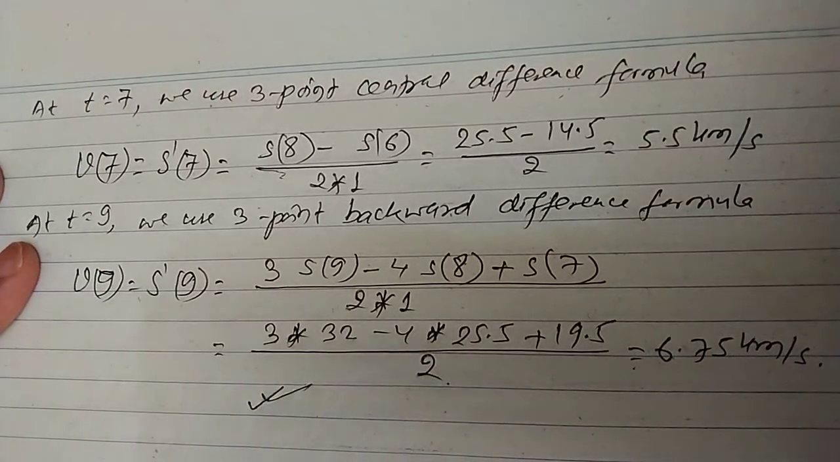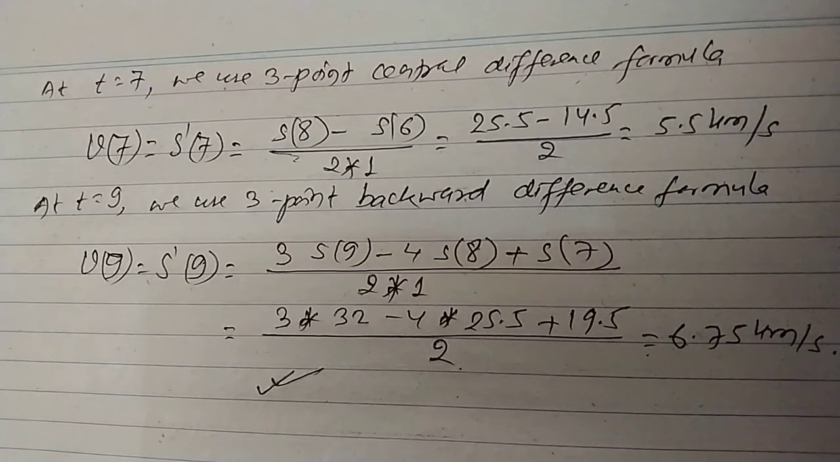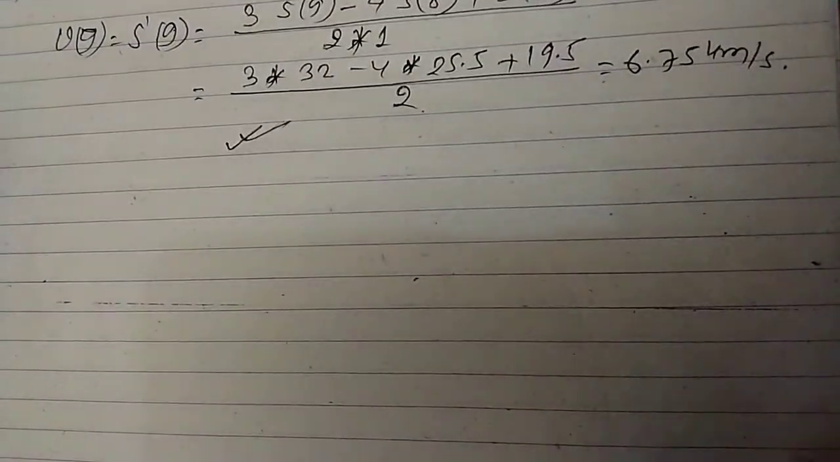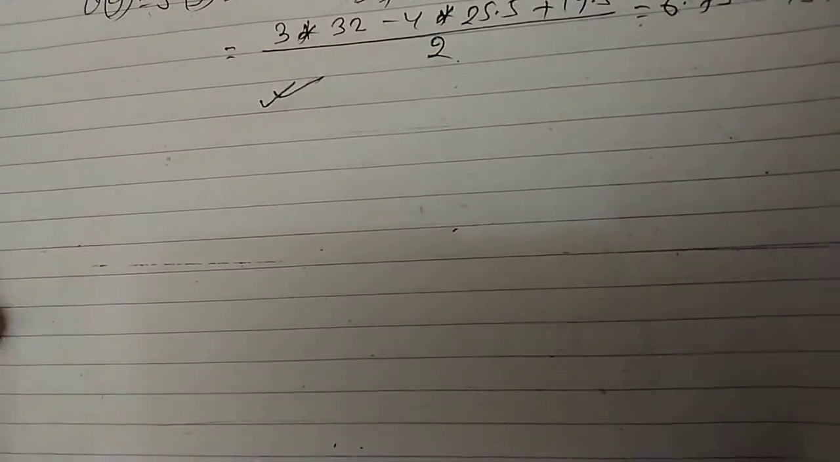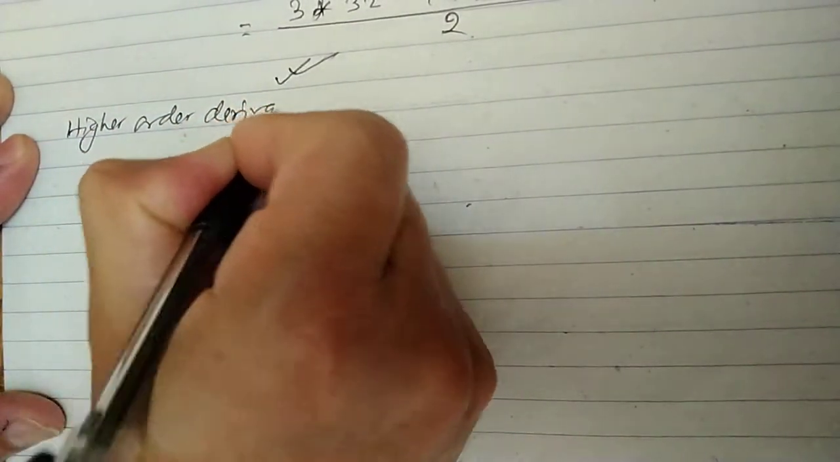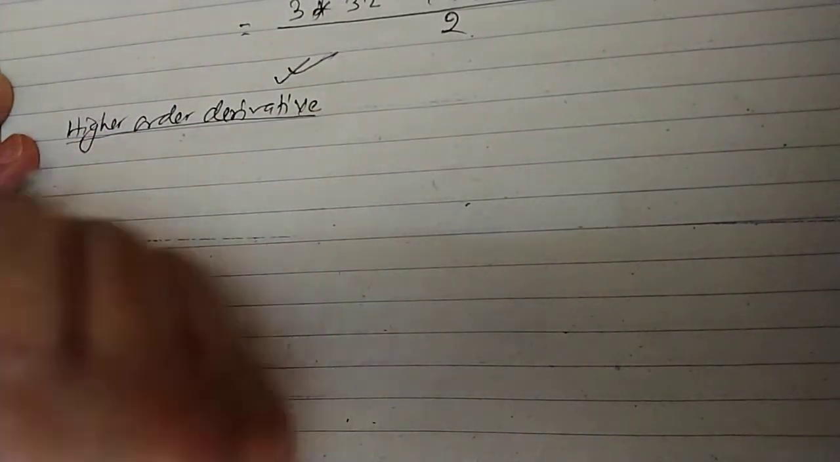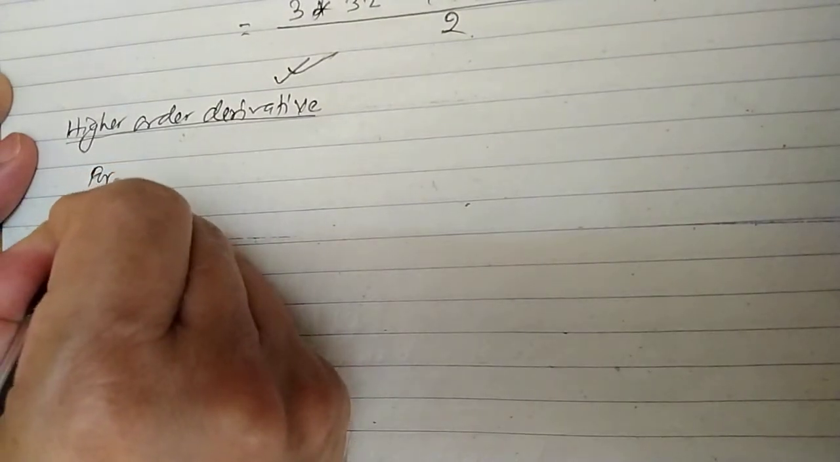All right, so we have calculated the velocity at t equals to 5, t equals to 7 and t equals to 9. So let us see higher order derivative for the tabulated functions. For tabulated function higher order derivative we have three formulas, forward difference formula.